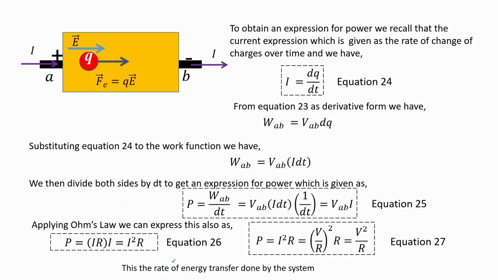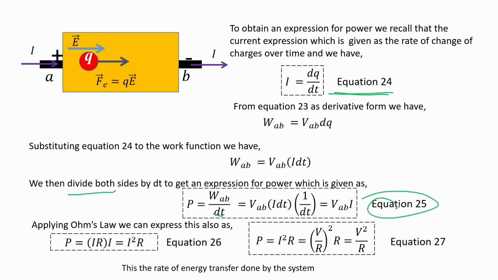To obtain an expression for power, we recall the current expression, which is given as the rate of change of charges over time, and we have equation 24. From equation 23 as a derivative form we have here. Substituting equation 24 to the work function, we then divide both sides by dt to get an expression for power, which is given as equation 25.